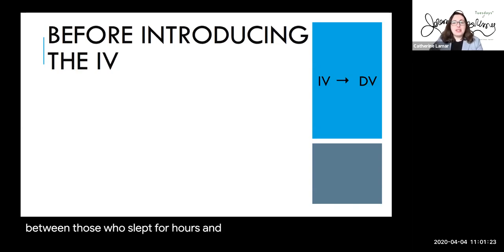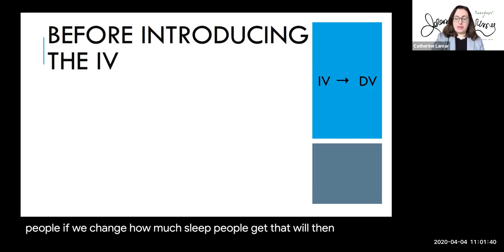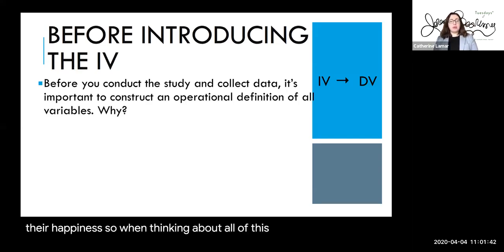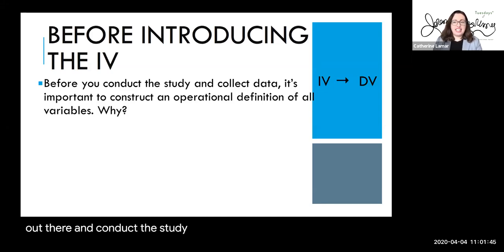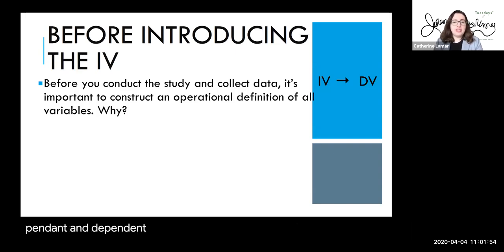Now, as researchers, we manipulate the IV and measure the DV. So in this example, our dependent variable is happiness. And we think that if we change how much sleep people get, that will then affect their happiness. So when thinking about all of this, before we actually go out there and conduct the study and collect the data, it's important for us to construct operational definitions for both our independent and dependent variables. And why is this the case? Why do you think it's important to make sure that we have an operational definition for all of our variables?